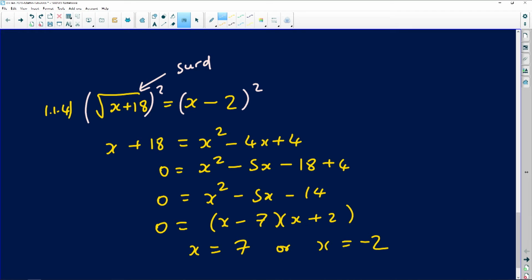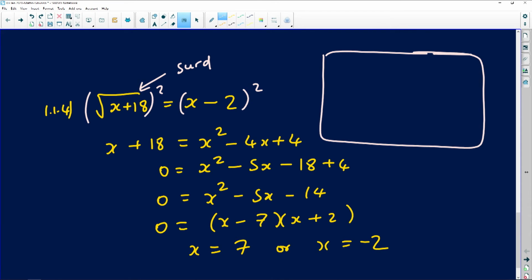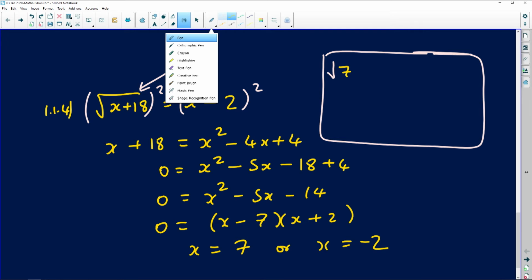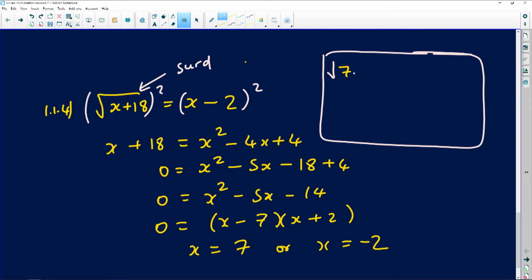Okay, cool. So let's see when we test 7. Now, I'm going to test 7. You don't have to show this to us. But if I check, I'm going to check here, in this beautiful box here. When I check 7, you put 7 wherever you see x in the original question. It will be the square root of 7, that's what I'm substituting as my x value, plus 18, equals to, your x should be 7, so 7 minus 2.